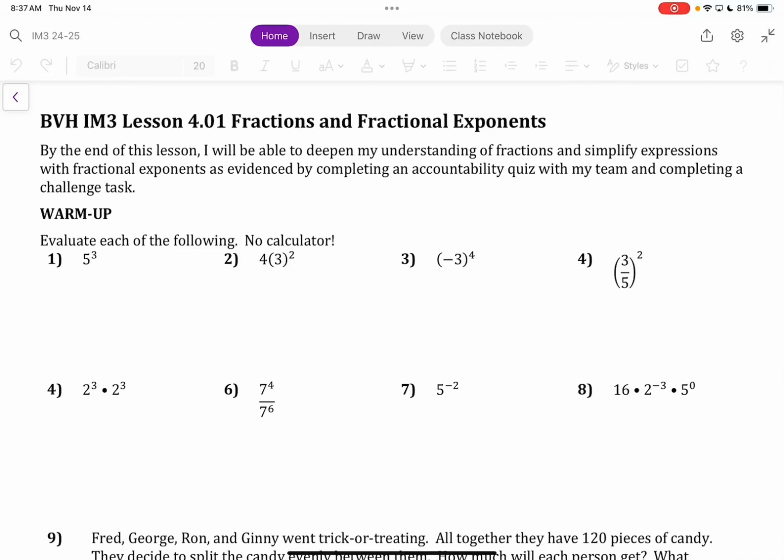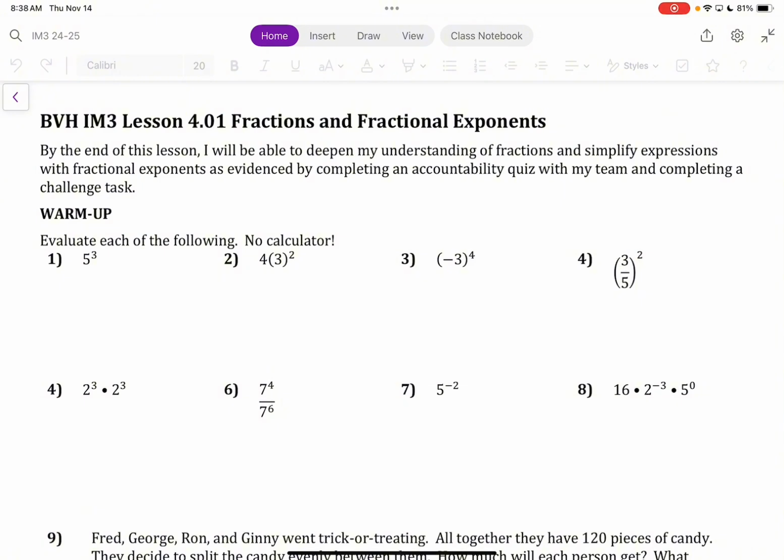All right, so like I said, we'll be going over lesson 4.01 today, looking at fractional exponents. So last class, we looked at exponent rules. We talked about product rule, quotient rule, power rule, zero exponent rule, and negative exponent rule. In today's class, we'll be looking at just one singular thing, which is fractional exponents.